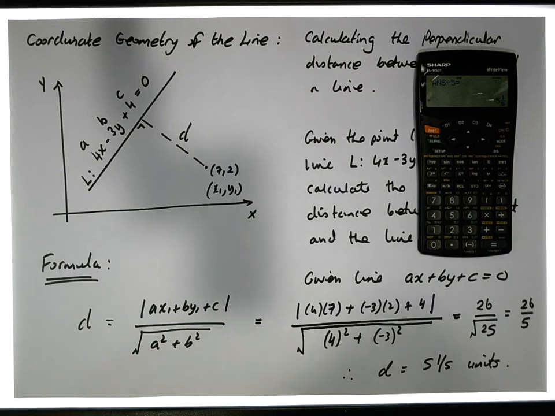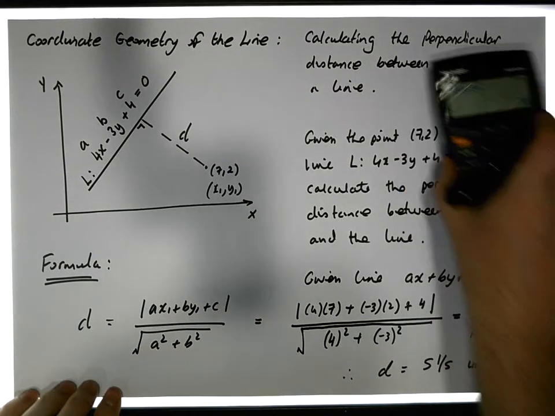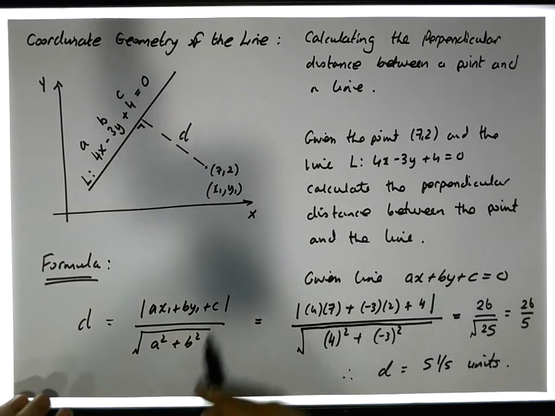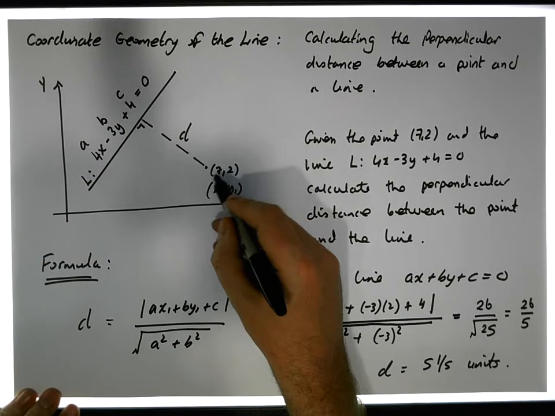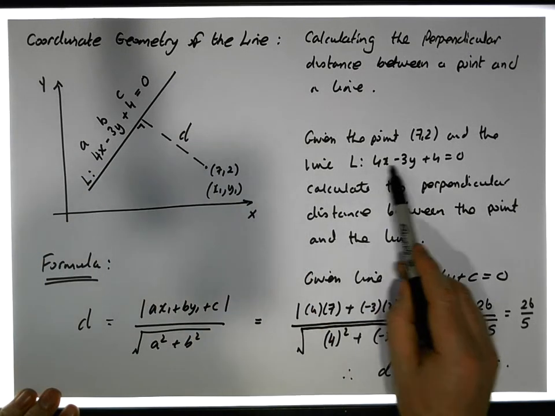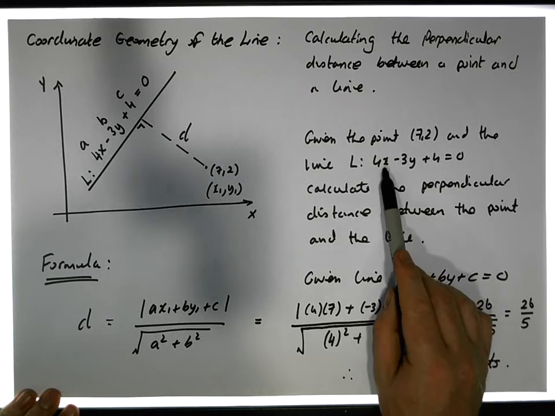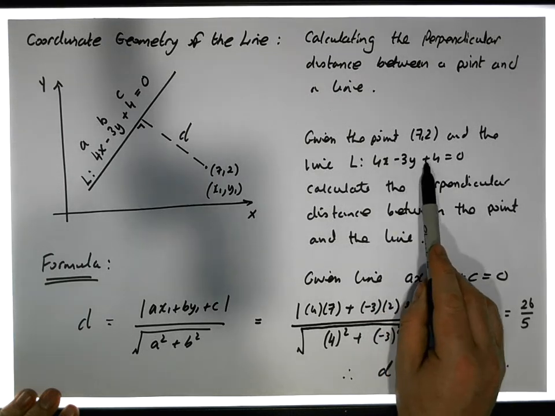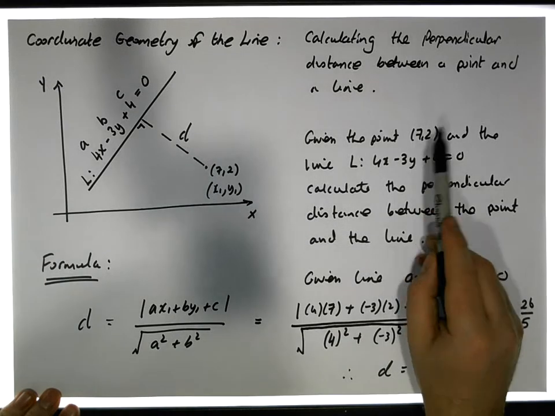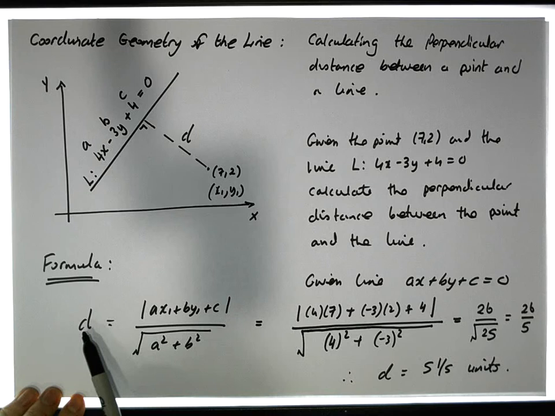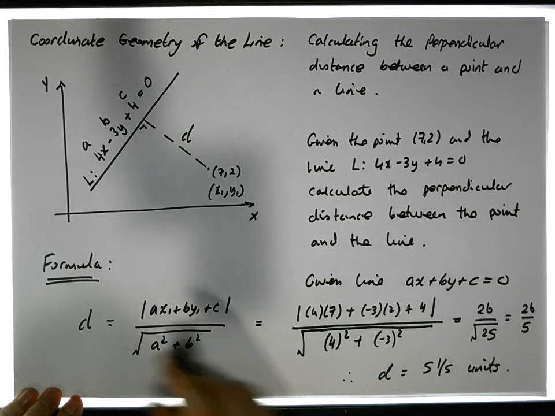So that's important. There you go. That's all we had to do in this particular case to calculate the distance between a point and a line, and more importantly, the perpendicular distance. We're given the line in the form ax plus by plus c is equal to 0, and we're given the point x1, y1, and we calculate the perpendicular distance using the formula for the distance.